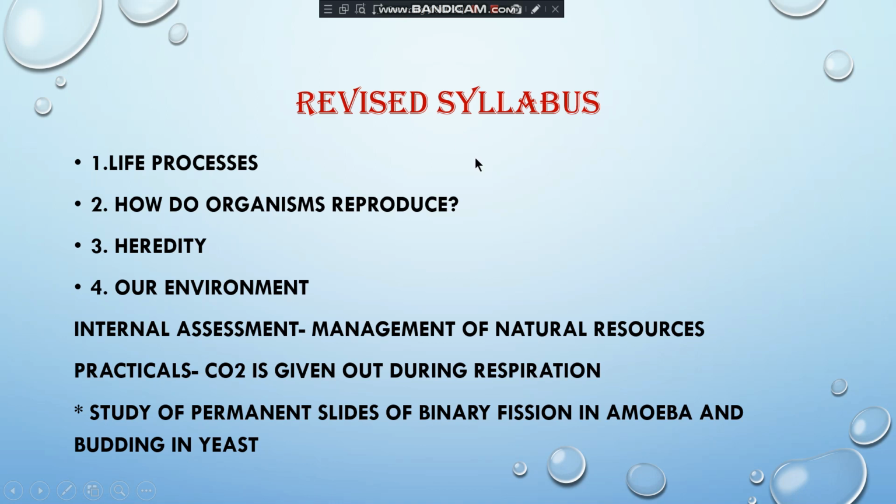There are 4 chapters: life processes, how do organisms reproduce, from heredity and evolution only heredity is there, and our environment. The chapter management of natural resources is going to come in internal assessment, and the chapter control and coordination is deleted for the assessment, but I have already explained it. So that chapter's notes I am not going to give. Okay, remaining all chapters I have completed, the notes, exercise, everything I have completed for you.